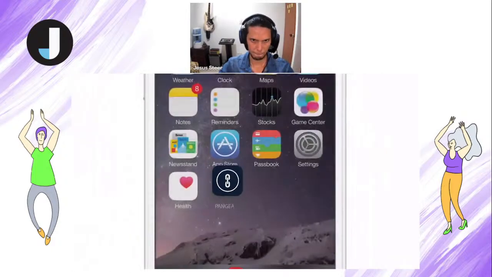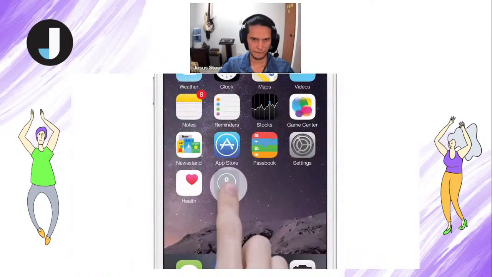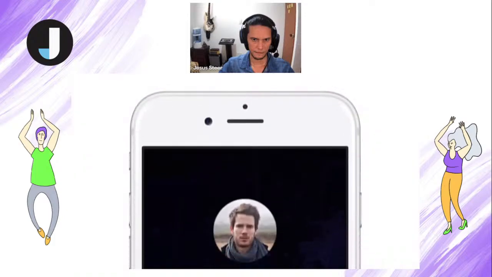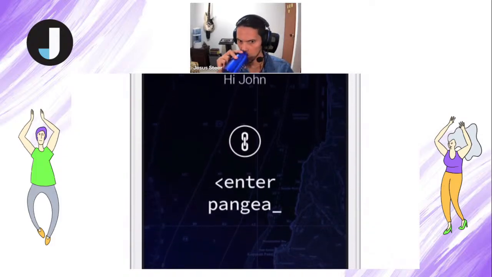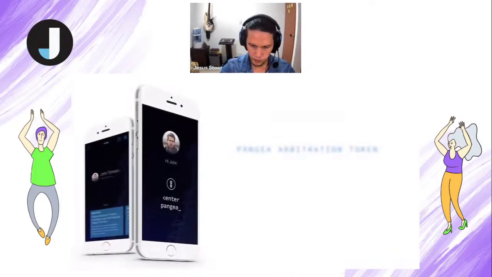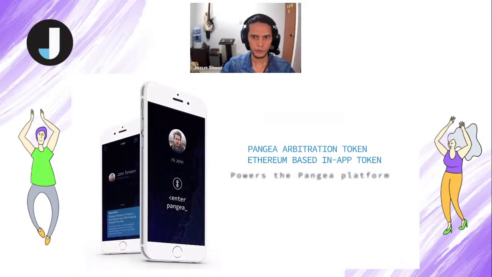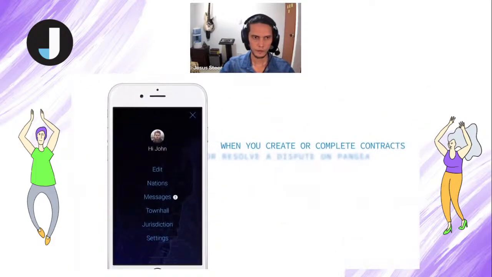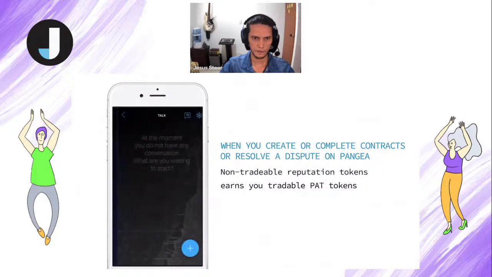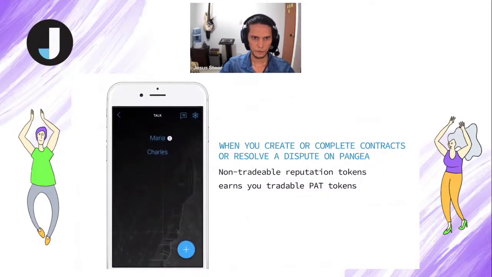Pangaea is BitNation's decentralized jurisdiction platform. Using Pangaea, you can build voluntary nations, agree contracts, resolve disputes with other citizens, and access the services you need. This is our vision of jurisdiction as a service, a global market for governance services. The Pangaea Arbitration Token, or PAT, is an Ethereum-based in-app token that powers the Pangaea platform. When you create a contract, complete a contract, or resolve a dispute on Pangaea, you receive non-tradable reputation tokens through Lucy, our AI bot. Accumulating reputation tokens earns you tradable PAT tokens.